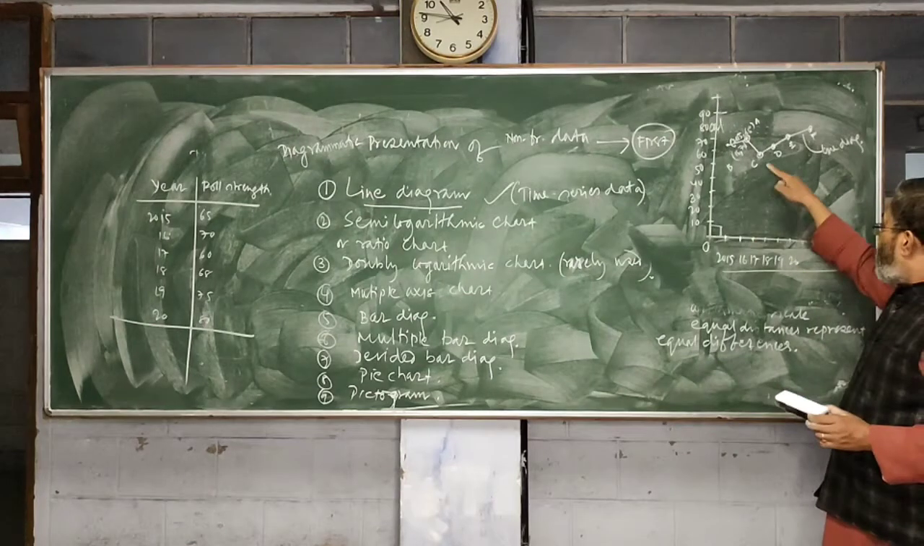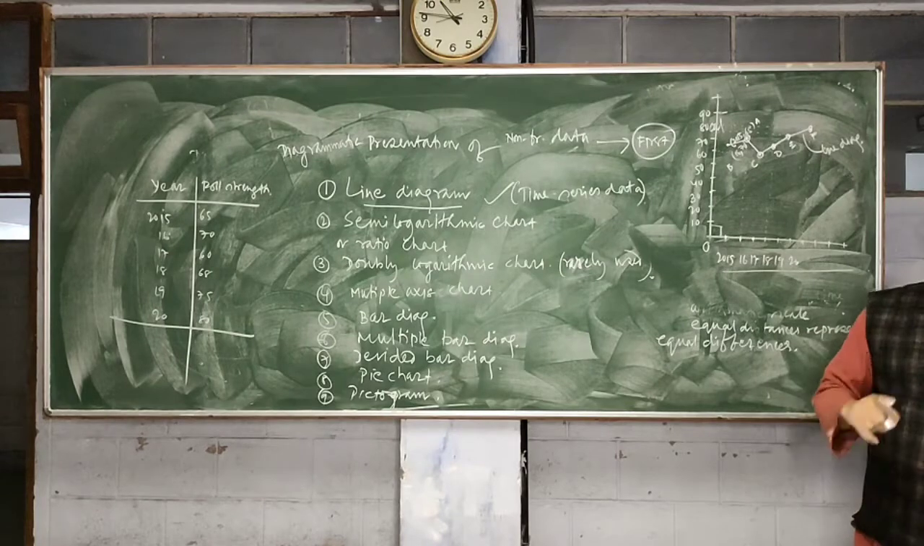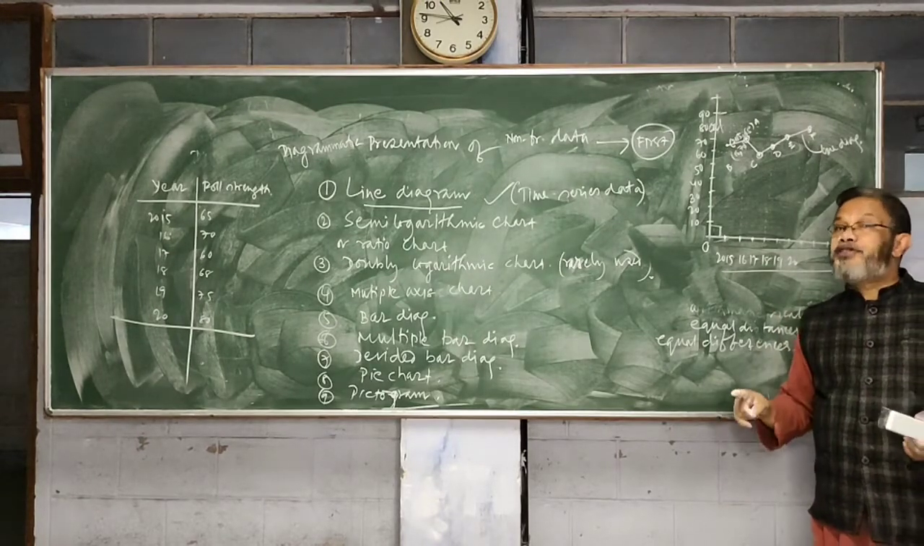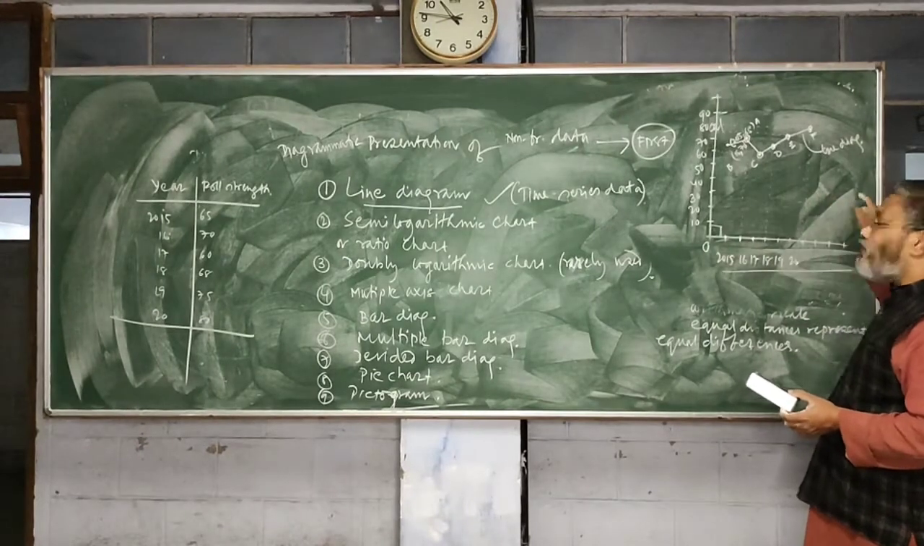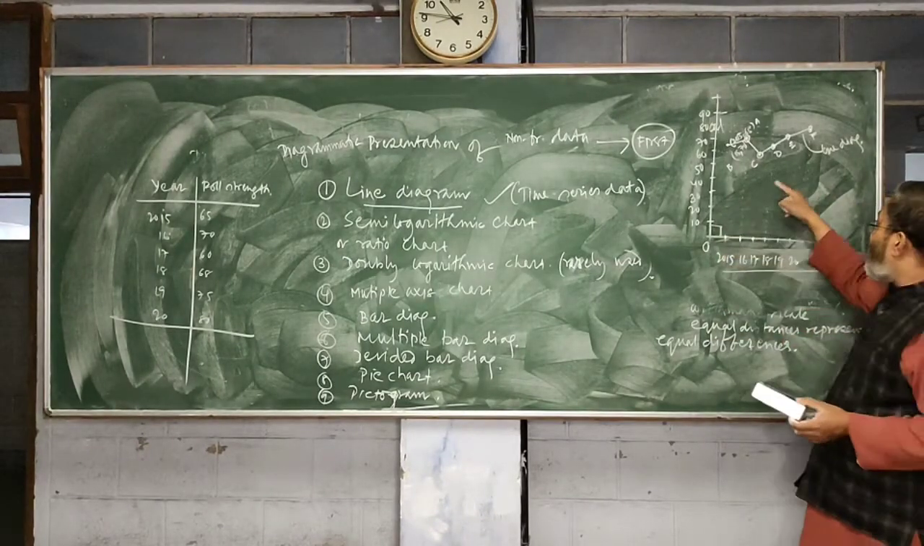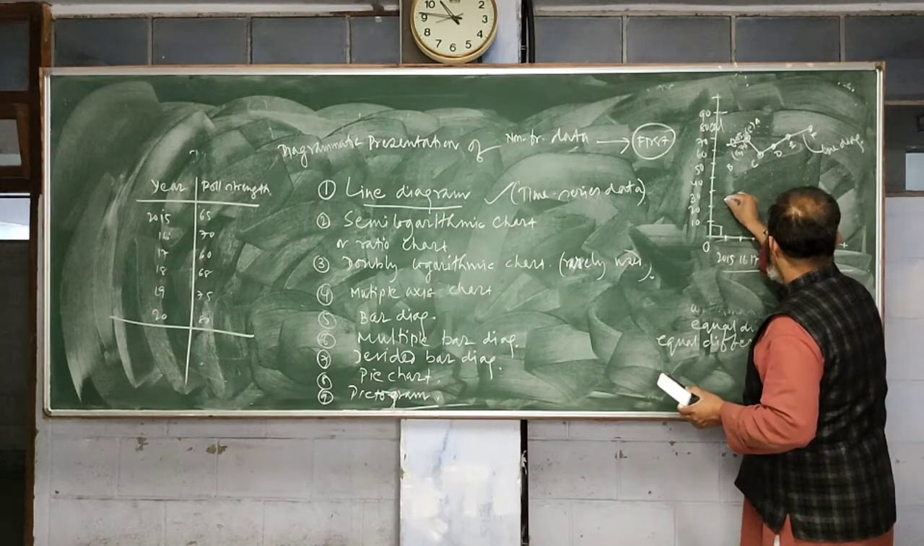Line diagram, simple line diagram, only one. For this diagram, if you want to show girls and boys separately, we can get another diagram for girls, another diagram for boys. Like this. I can say it may be like this.